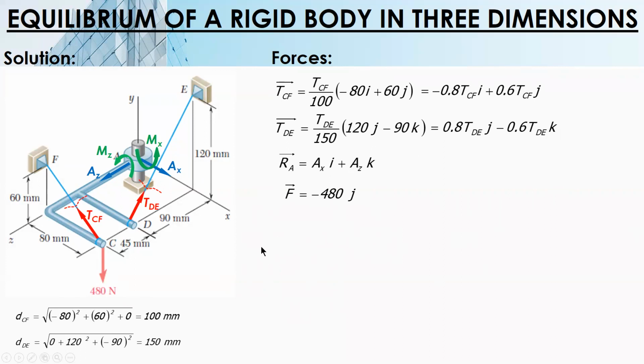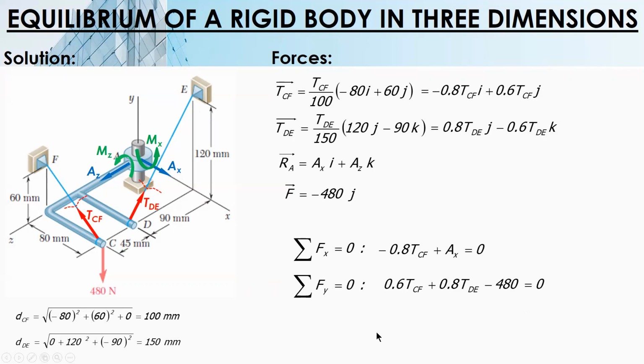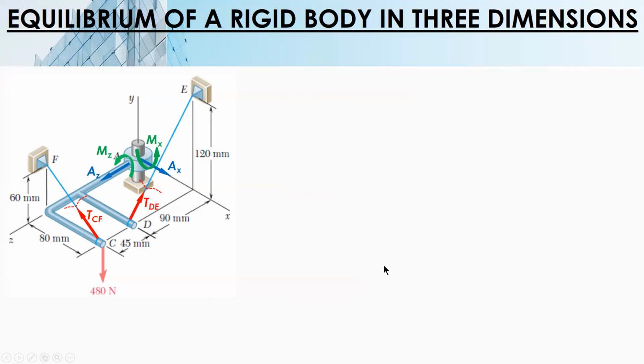Next is to formulate the equations. Sum up the forces along X, combine all terms with unit vector I. Do the same for Y and Z. So for Y and for Z, we have this one. We have 4 unknowns: TCF, TDE, AX, and AZ. So we need more equations. Okay? We have equations 1, 2, 3.